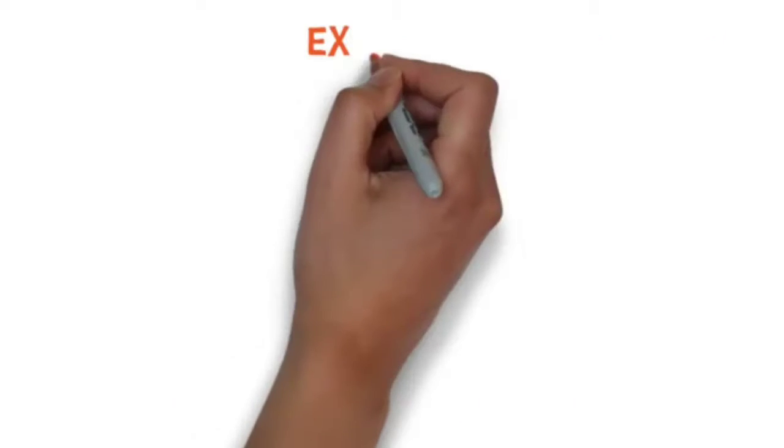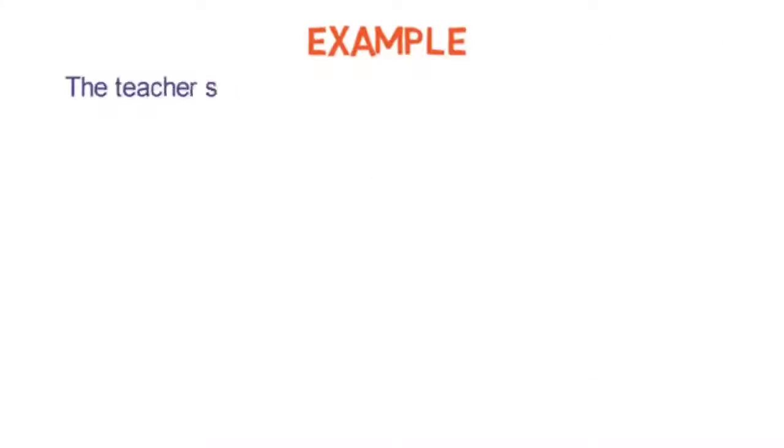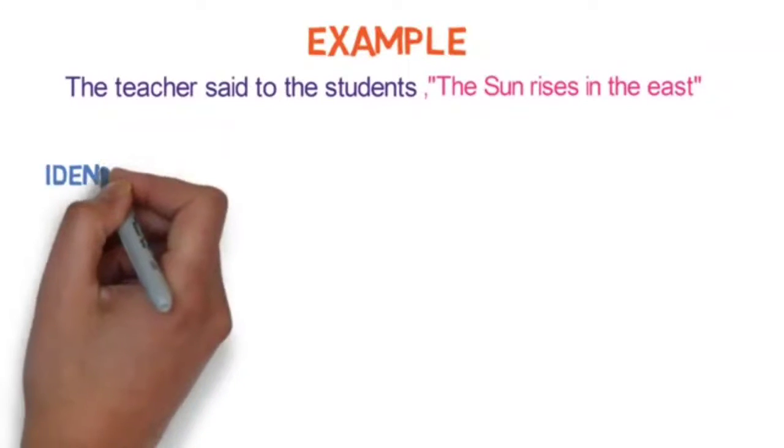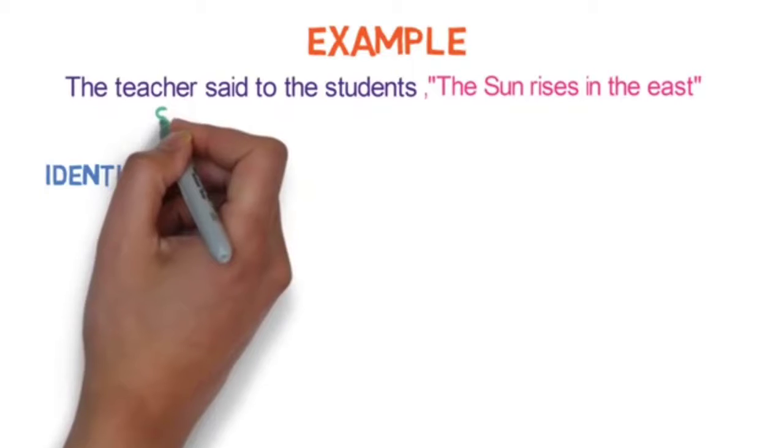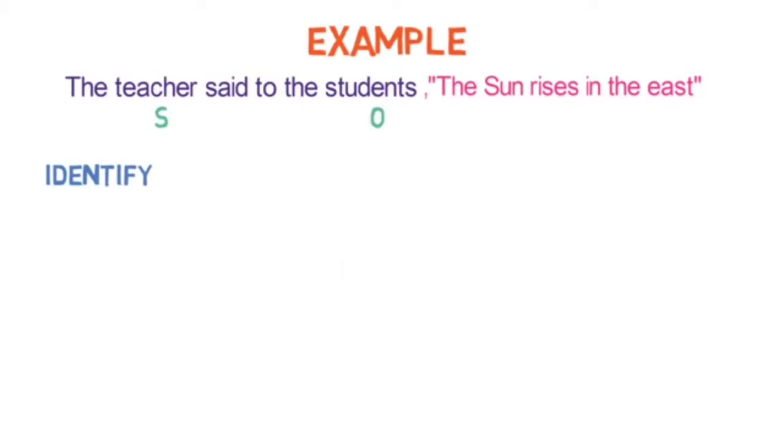Let's look into the next example. The teacher said to the students, "The sun rises in the east." First step is the identification step. Here teacher is the subject, the students is the object, and said to is the reporting verb. As said is the past form in the reporting verb. Now check the tense here. It is in simple present tense.